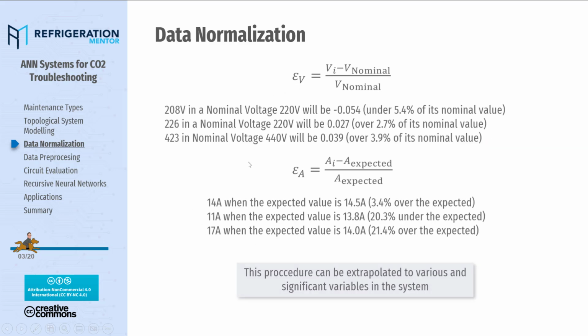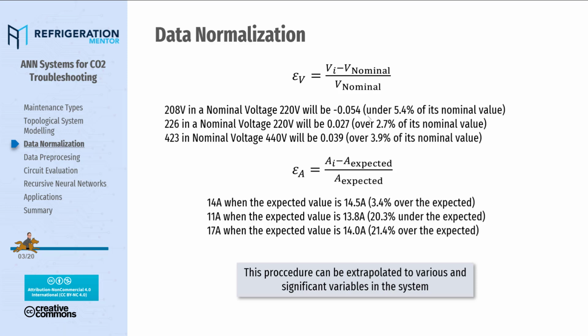Also, values for voltage and current consumption can be stored as a percentage error, so it's not dependent on whether your electrical installation is 220, 440 or 575. Current consumption is also a value that changes over time, because we have an expected value from the calculation or the nominal plate of the compressor. So we can use the same calculation to obtain similar values. These kinds of transformations let us analyze data as an error value.